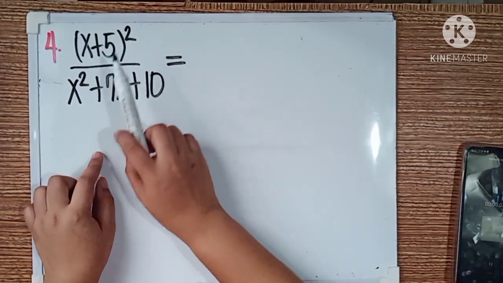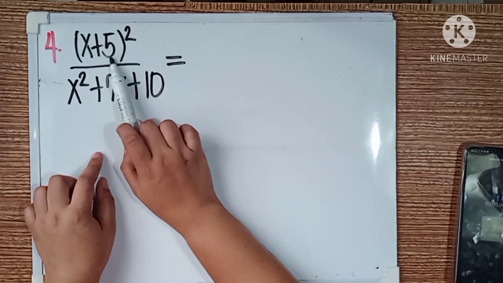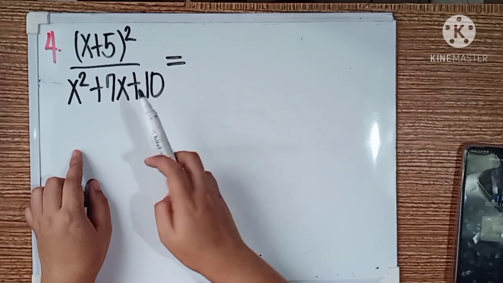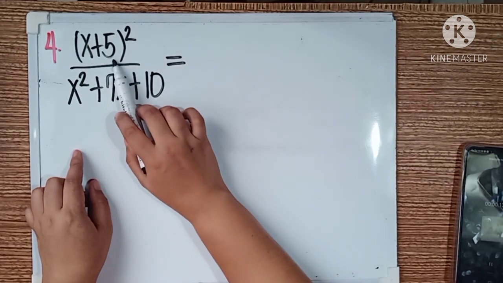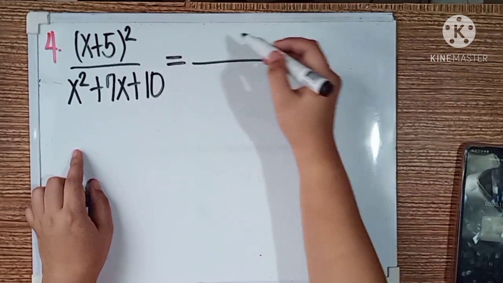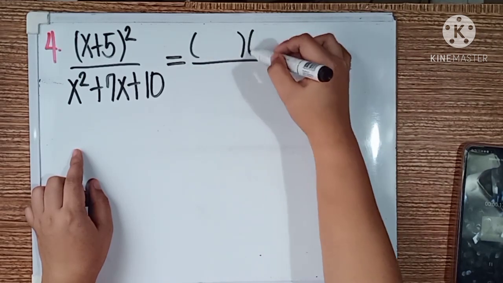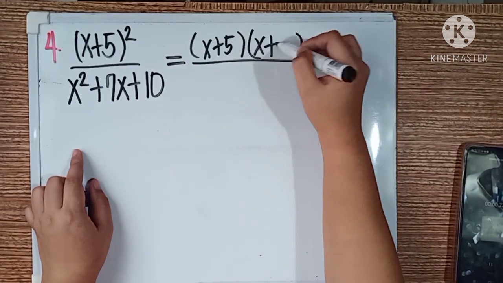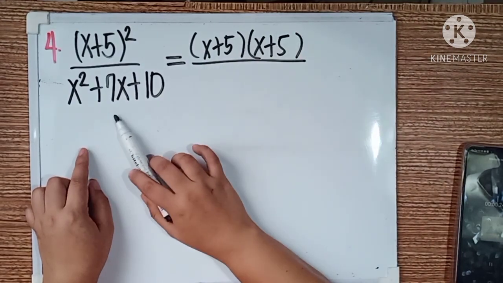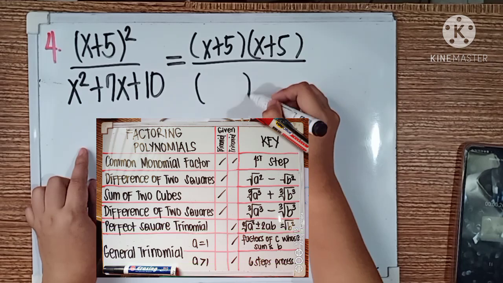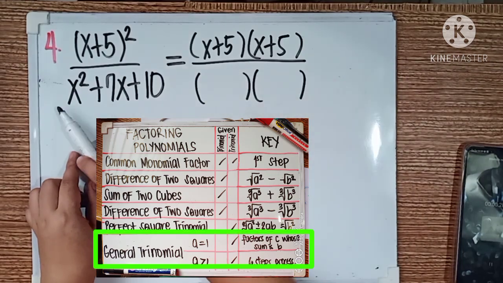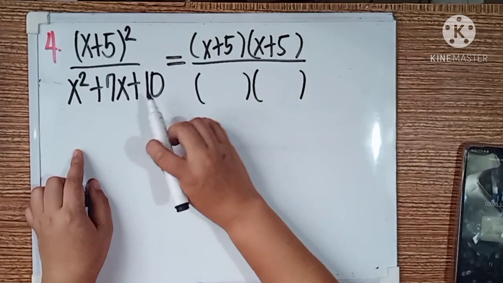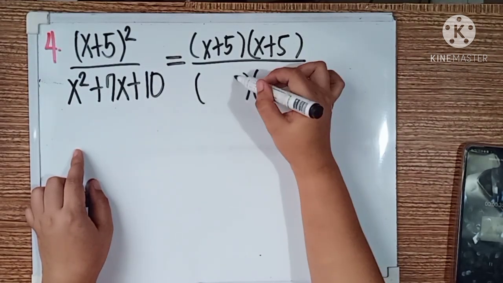Example number 4. The square of the sum of x and 5 over x squared plus 7x plus 10. For the numerator, the square of the sum of x and 5, write this in expanded form. It will become the product of x plus 5 and x plus 5. For the denominator, use factoring general trinomial where a equals 1. The factors of 10 whose sum is 7 are 5 and 2.